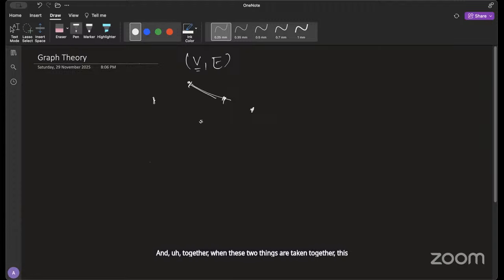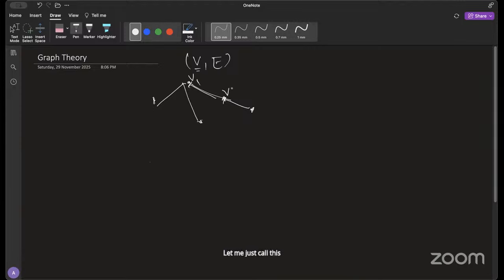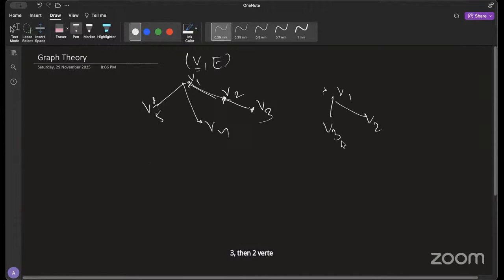This is called a graph. So this can be a possible graph. Let me call this vertex 1, vertex 2, vertex 3, vertex 4, vertex 5. Or if you're drawing, you can have another graph too, like this one: vertex 1 to vertex 3, then to vertex 2, then this to vertex 5, and these two, and then this to vertex 4.